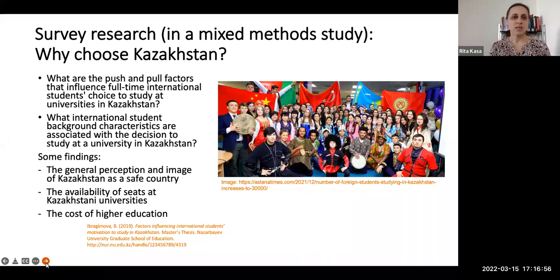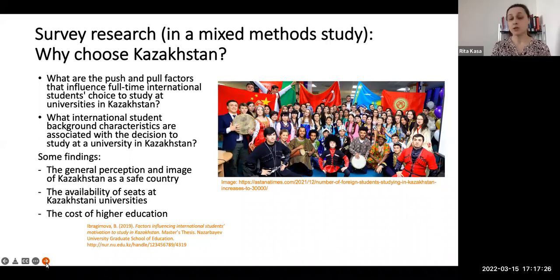And here is one example. A student examined a question: why do international students choose Kazakhstan? So the focus was set on the push and pull factors that influence full-time international students' choice to study at universities in Kazakhstan. And some of the findings in this thesis were that there is a general perception of Kazakhstan as a safe country that attracts international students.